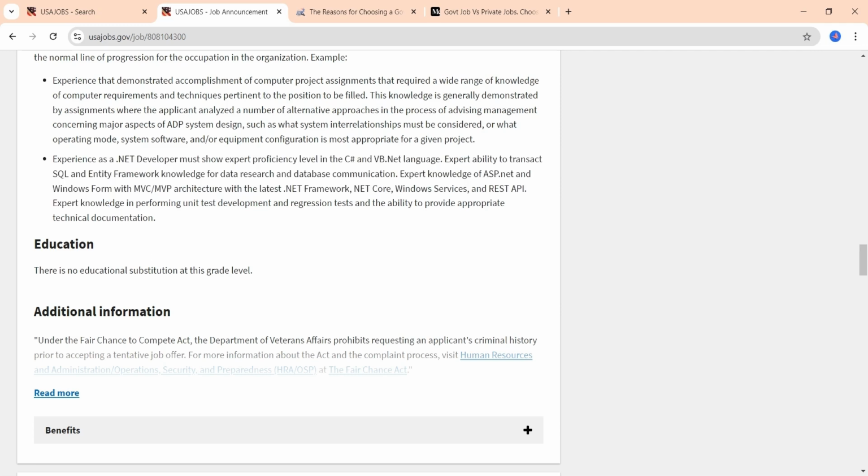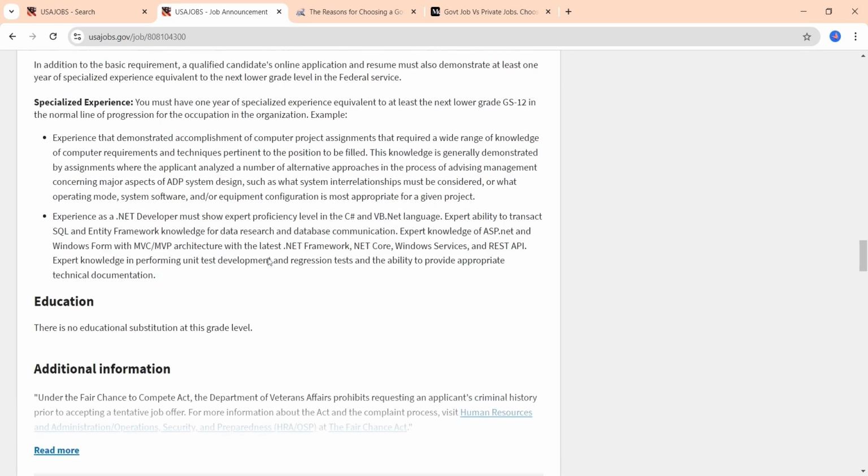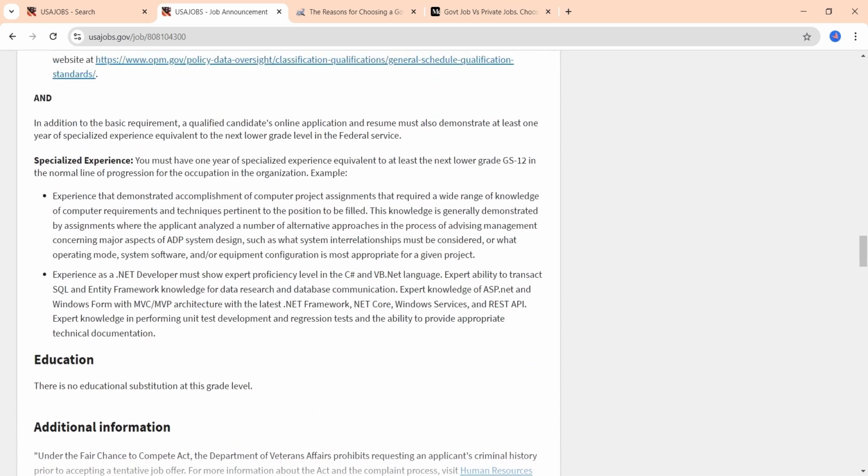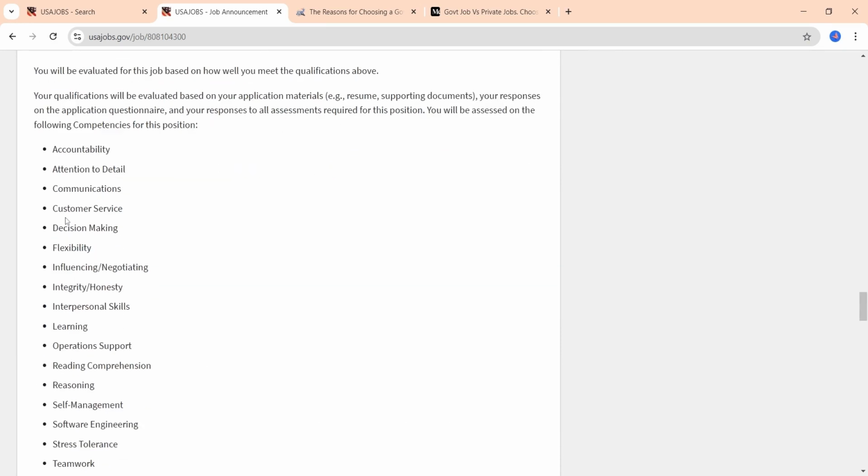And the best thing of all about this, no education substitution at this grade level. It doesn't appear that any degree is required. So are you happy to hear that? Let me know in the comments, because it's so hard to find a job that does not have an education requirement.